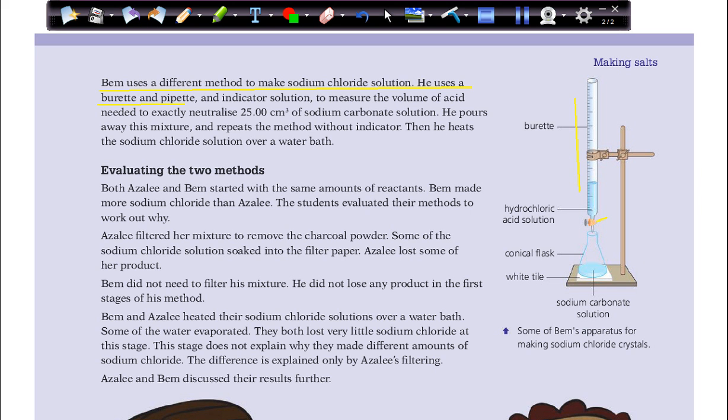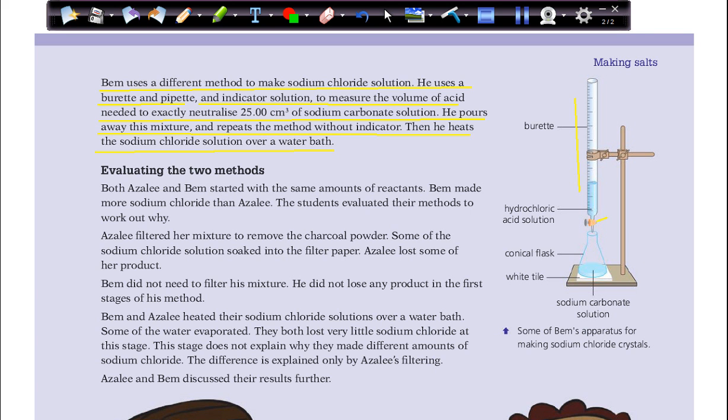This is called a pipette. So Bim was using this burette and pipette and an indicator solution to measure the volume of acid needed to exactly neutralize 25 cubic centimeters of sodium carbonate solution. He pours away this mixture and repeats the method without indicator. Then he heats the sodium chloride solution over a water bath to get the crystals. So this was his way, and now they start to evaluate the two methods.